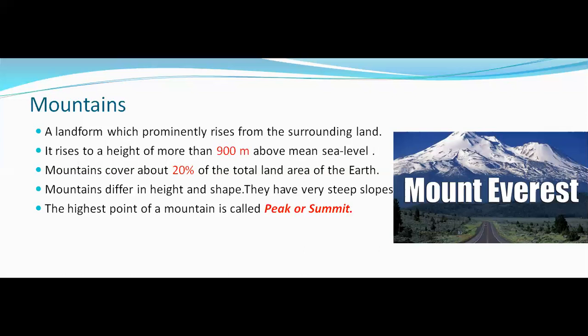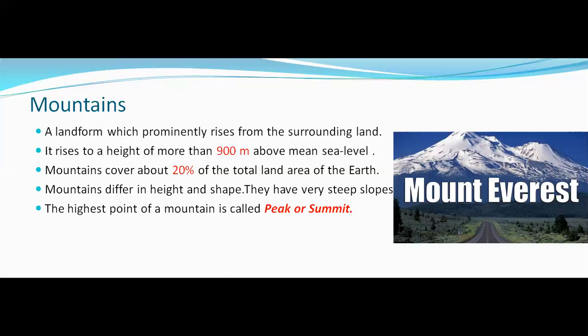Yes. So the mountains differ in height and shape. Obviously they have their own different heights and different shapes. Now let us look into it. They have very steep slopes. What do you mean by the word steep, children? Steep is nothing but a sudden rise or a fall. A very, very noticeable rise or fall.